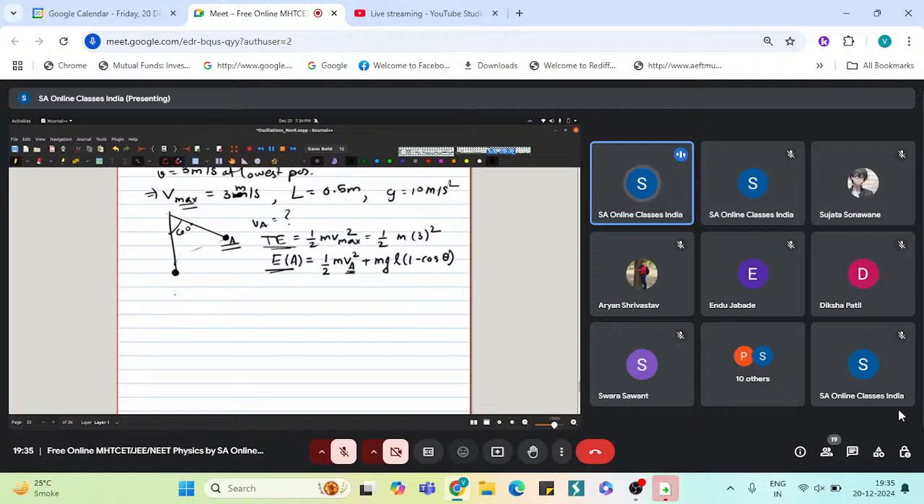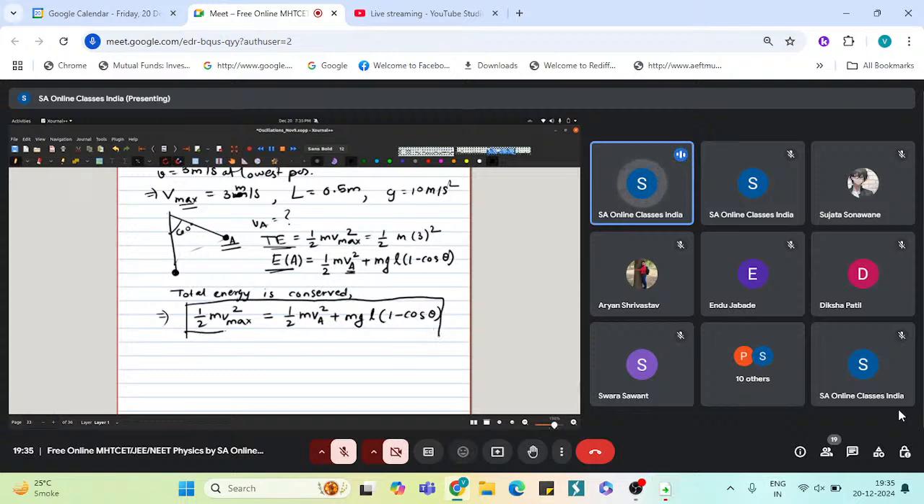So what we are going to just say is that total energy is always conserved. So this is the fundamental principle that we are invoking. Total energy of the bob is conserved, which implies that half m V max square can be equated to half m VA square plus mgL 1 minus cos theta. Okay, so this is an important thing. This is an important trick.